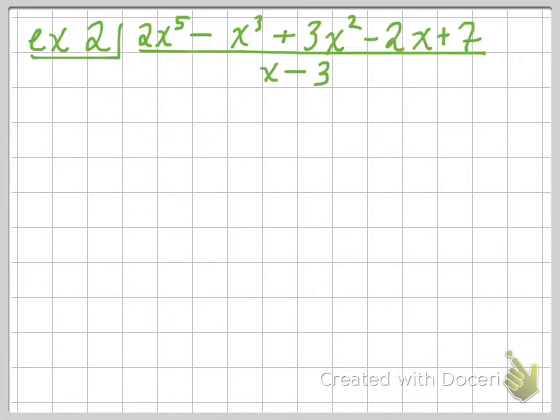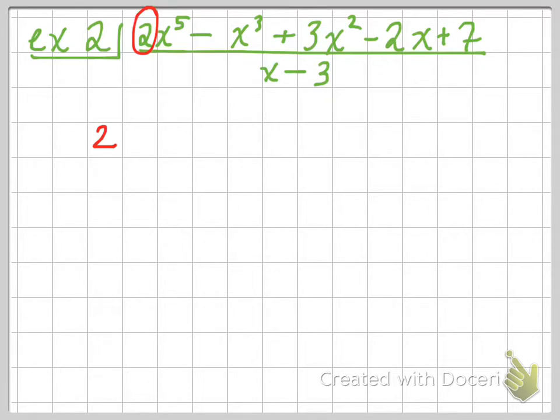So let's look at one more example to try to solidify this process, and then I'll give you some to try yourself. Okay, so in this next example, we have 2x to the fifth minus x to the third plus 3x squared minus 2x plus 7, all divided by x minus 3. So I'm going to start by pulling the coefficients. So I'm going to start with a 2 this time.